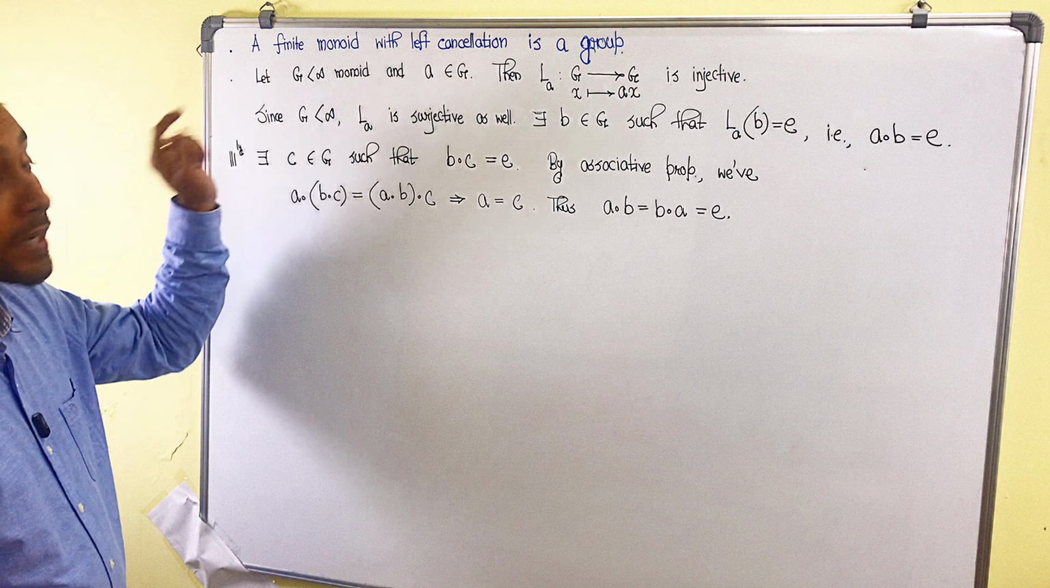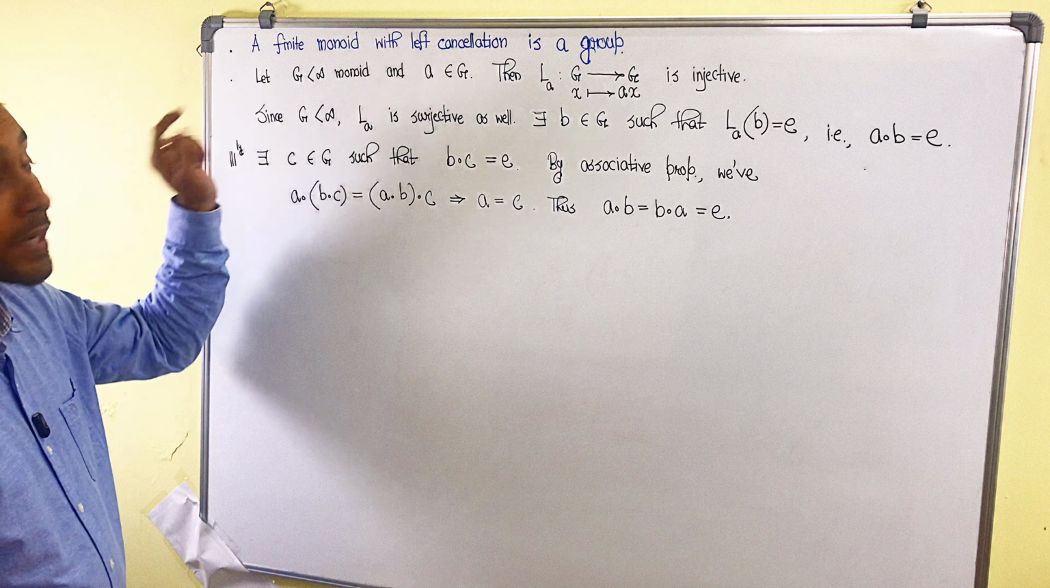Now we'll see another question like this. So now we have a finite semigroup in which both the cancellations hold, then it is a group. So there is a slight difference from the previous problem. In the previous problem it was a monoid, so we have the identity element, but we have one less cancellation.